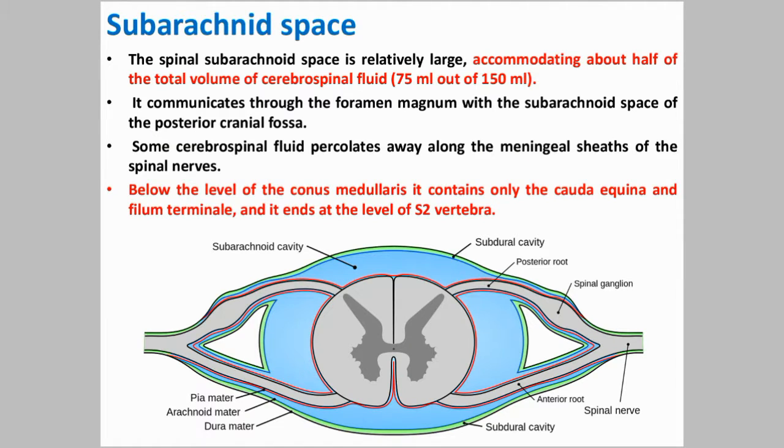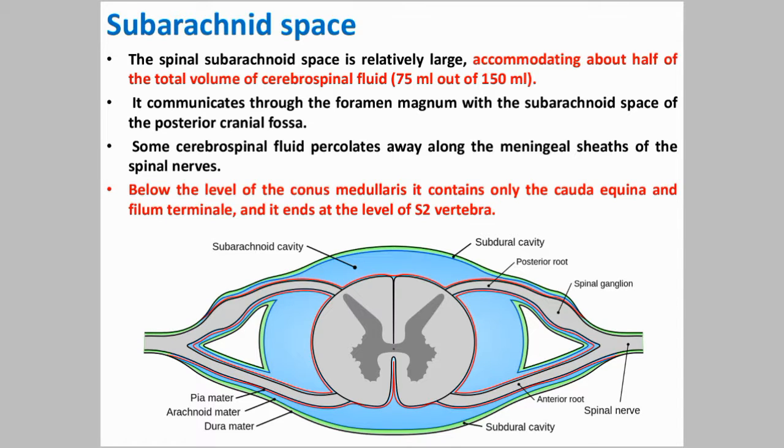Now we will talk about the subarachnoid space. As we say, the arachnoid mater above the level of the conus medullaris, above the level of the lower end of the spinal cord, sends projections to the pia mater. These projections have a space between them. This is what we call the subarachnoid space. So the spinal subarachnoid space is relatively large, accommodating about half of the total volume of the cerebrospinal fluid. This is 75 ml out of 150 ml.